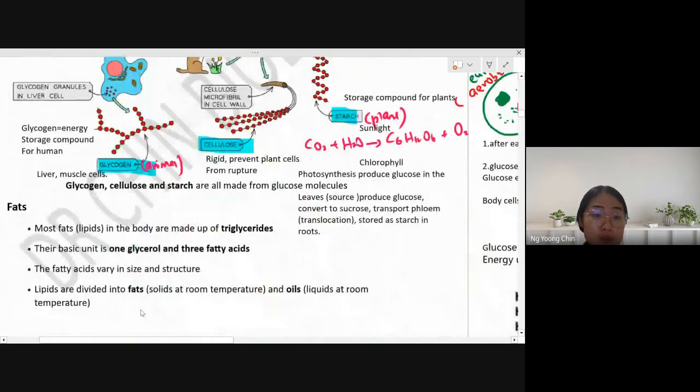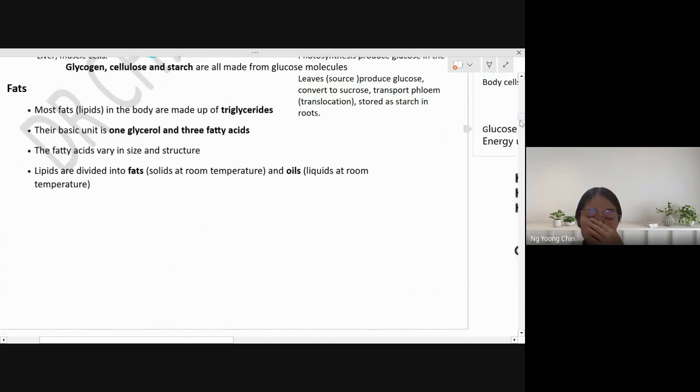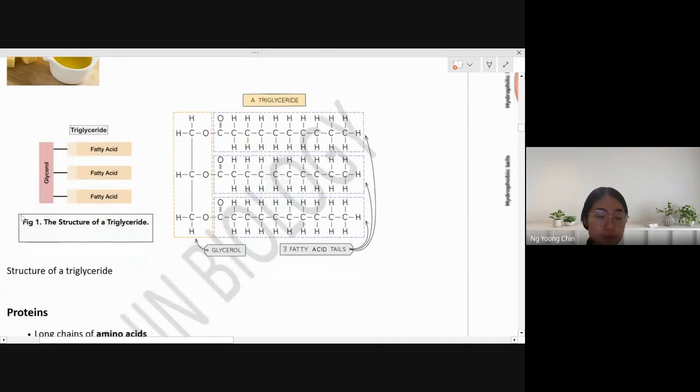Okay, we move to the next one, which is the fats. The unit of the fats we call a triglyceride. So a triglyceride is made from one glycerol and three fatty acids, which is this one. This is one glycerol. This is three fatty acids. One glycerol and three fatty acids.